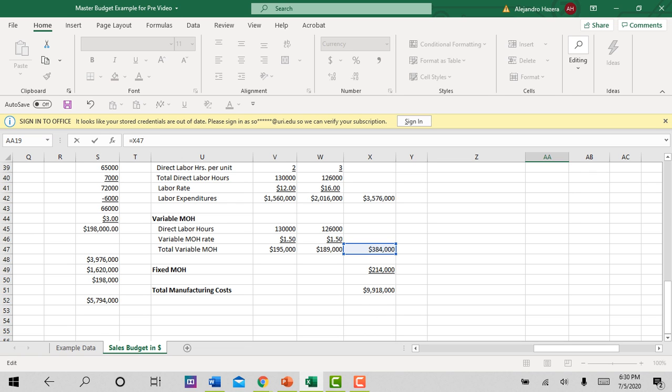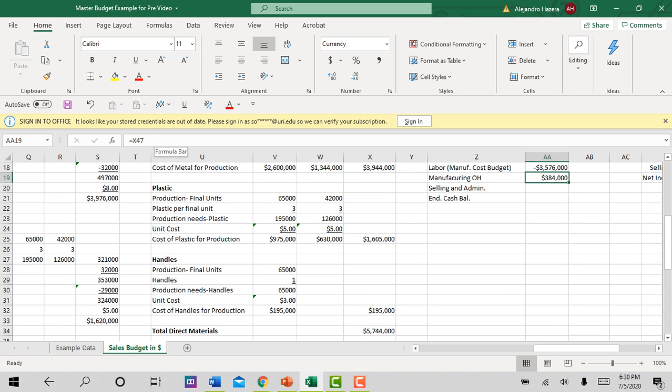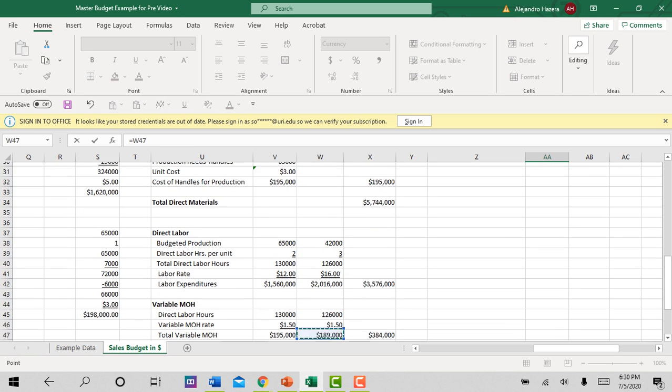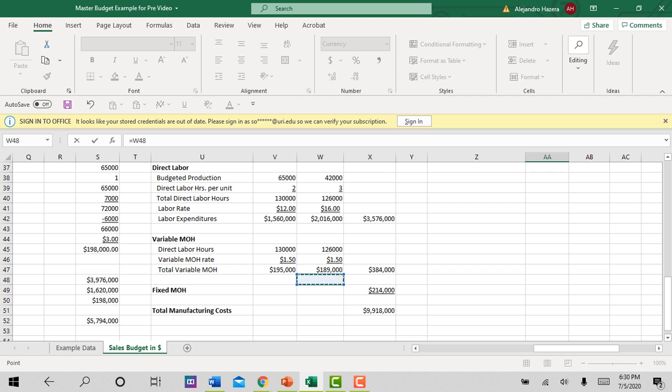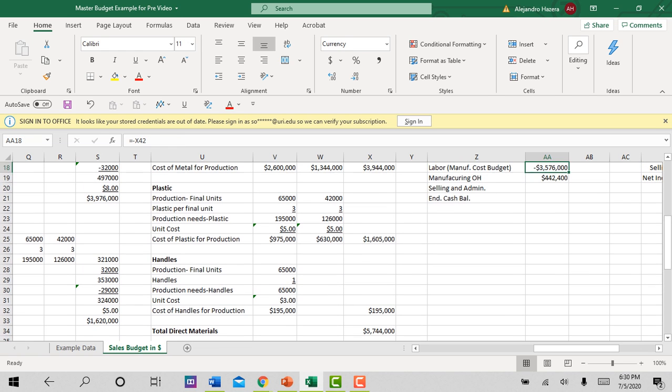Okay, so it's plus, let's start this one again. It's equal to the variable manufacturing overhead of 384 plus the fixed manufacturing overhead of 214 minus, and I'm just going to put 156,000 in there. And that should give me 442.